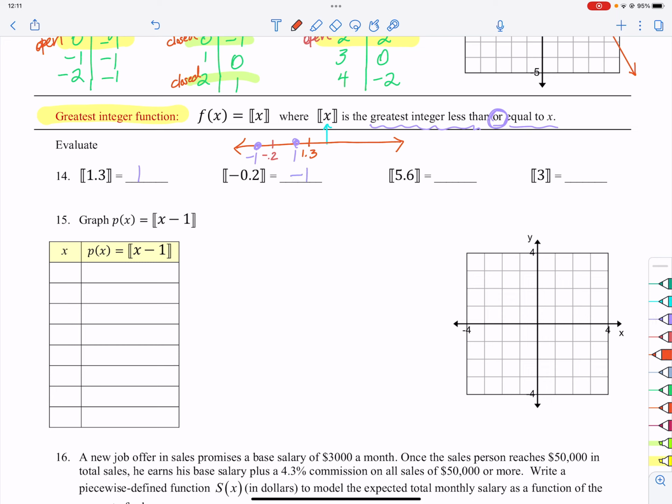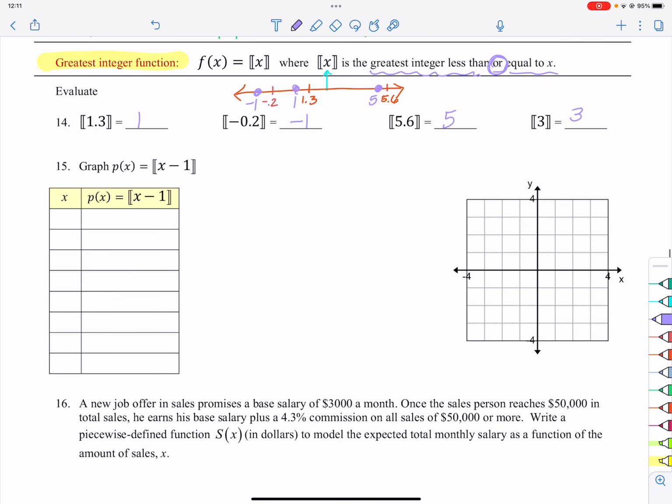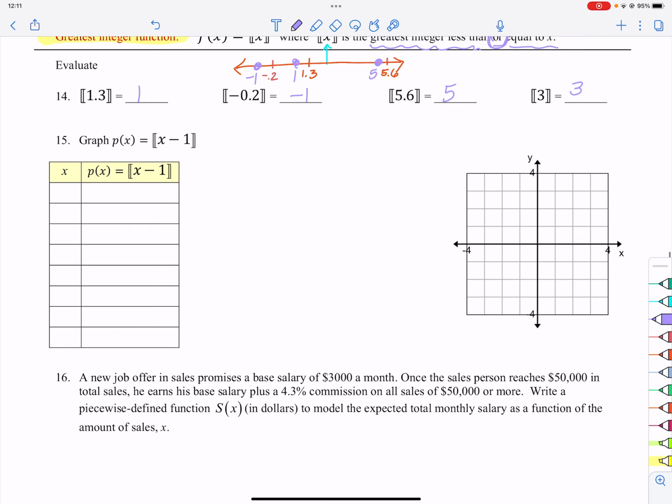Okay, how about a 5.6? The greatest integer that's less than or equal to 5.6 is going to be 5. And I'm sure you get this now, but the greatest integer of an integer is itself. Okay, so we're going to go ahead and try to graph this greatest integer function, the greatest integer of x minus 1. So let's just give a few values of x, but let's use intervals.